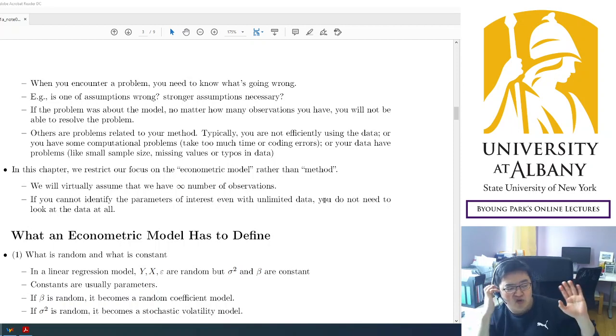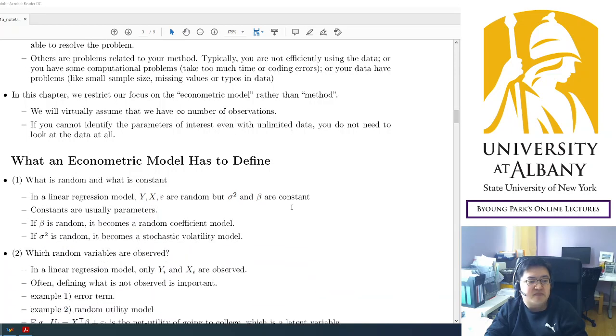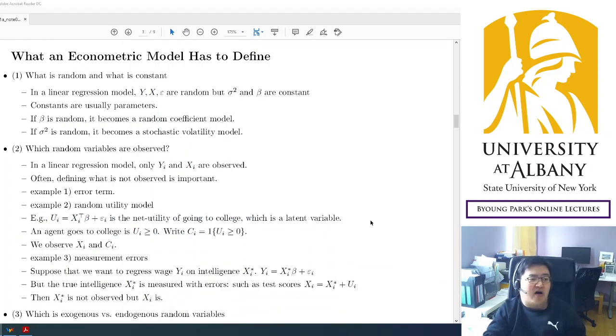So when you have an infinite amount of data, if you could estimate the parameter or obtain the correct conclusion, then we say that the model is identified, or the parameters are identified. However, they may not be identified, which means infinite data will fail. That's identification failure. This is a conceptual distinction. Then let me briefly describe what an econometric model has to define, what it should specify.